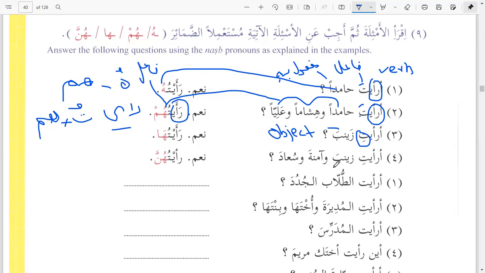Ara'ayti Zainaba wa Aminata wa Suada. Zainaba, Aminata and Suada. So this is plural. We will use the plural pronoun here. The plural of ha is hunna. Naam ra'aytuhunna. Yes, I saw them.